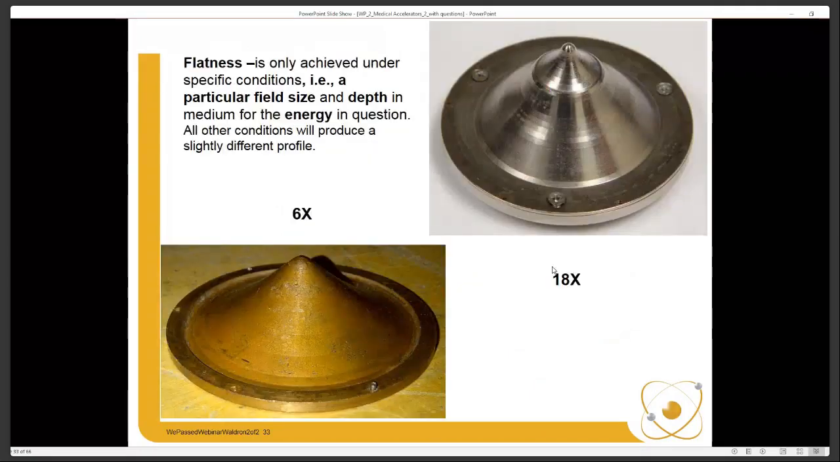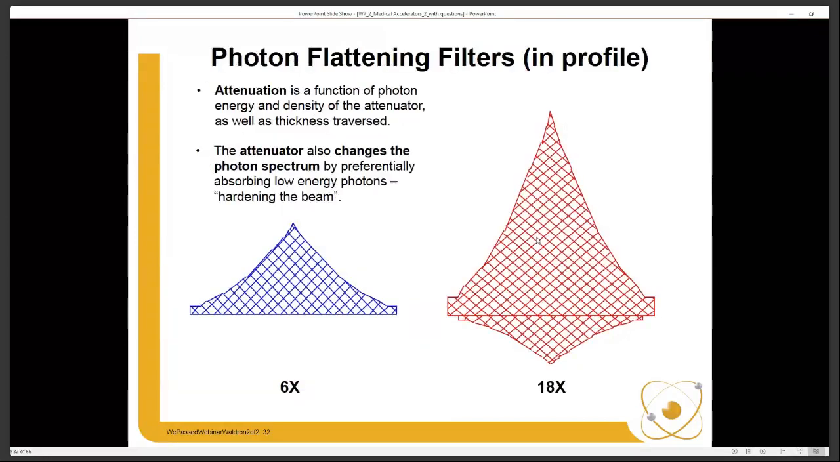Here's a couple of photos of some flattening filters. This one on the bottom left is 6x. The one on the right is 18x. The photography here doesn't provide for adequate comparison spatially, which is why we have this other slide.